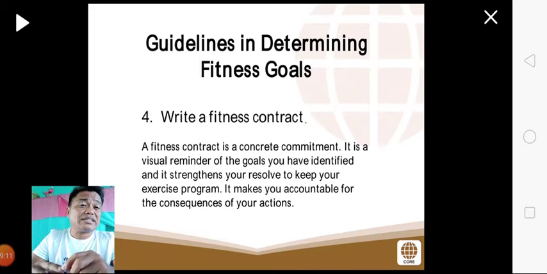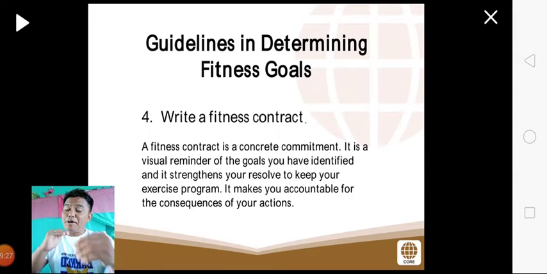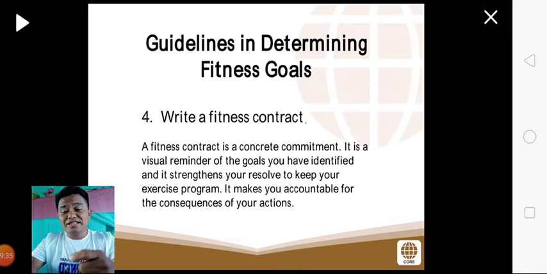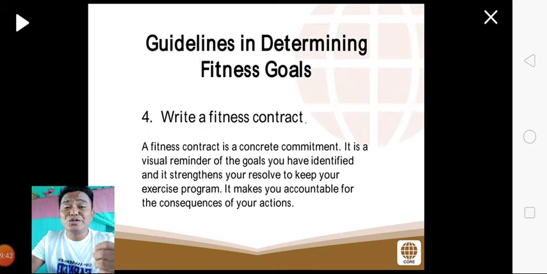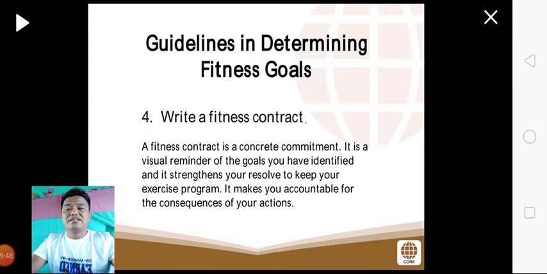A fitness contract is a concrete commitment. Commitment yun na siya, di ba? It is a visual reminder of the goals you have to identify and strengthens your resolve to keep your exercise program. So, mo gina siya. Kaya kung dili ni mo mabuhat imong contract, kung sa work pa na siya, pwede mo mapreso kung dili na ni ma-follow ang minsan niyo. Pero, sa fitness goals man ni exercise, dili mo preso pero wala mo yung mga output. Useless ang inyong pag-exercise if you're not going to follow what is in that goals nimo.